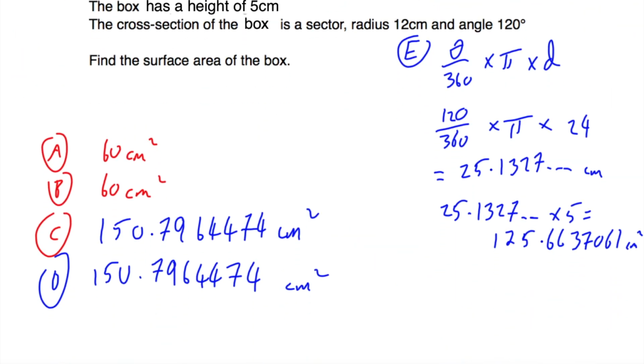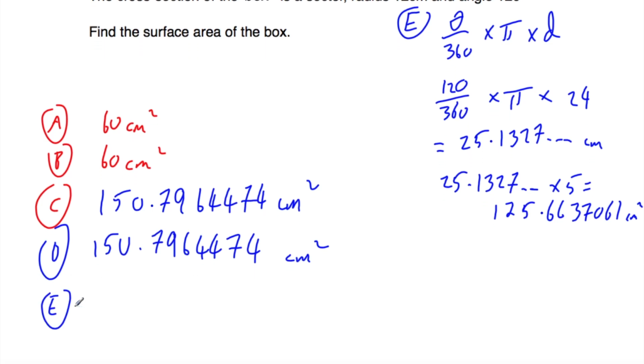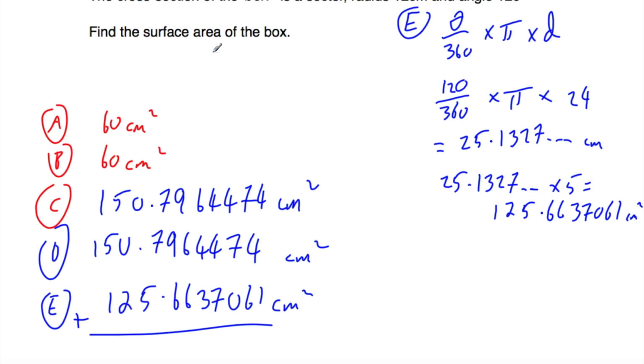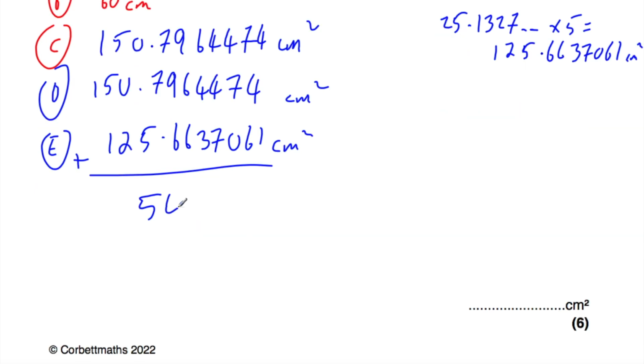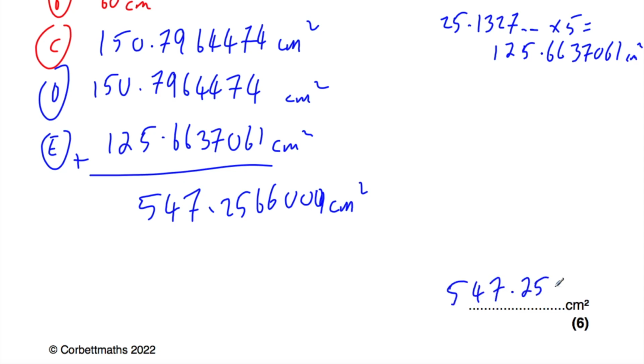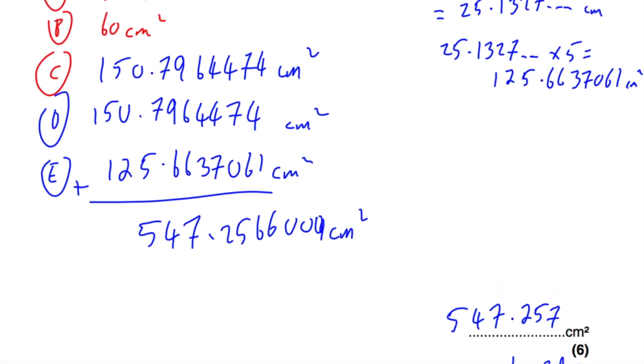Okay, so that's fantastic. We've now got the area of E. The area of E, that curve facing the back of the box, would be 125.6637061 centimeters squared. And then let's just add these all up, and that'll be the surface area of the box. When we add those all up, we get an answer of 547.2566009 centimeters squared. I'm going to round it to 3 decimal places, so that'll be 547.257 centimeters squared to 3 decimal places. And that's the surface area of that box.